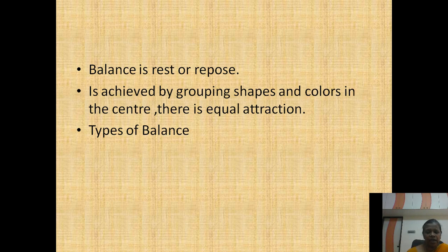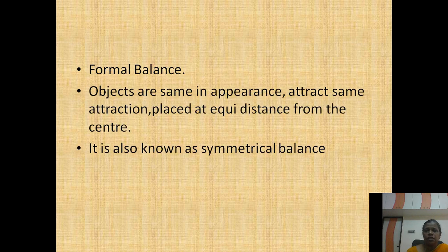There are two types of balance. What are they? Formal balance and informal balance. First we will see what formal balance is. Formal balance is when the objects are the same in appearance, placed at equal distance from the center, and they attract the same attention. That is called formal balance. Three important points you must keep in mind, girls. What are they?